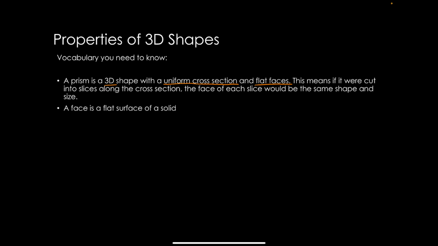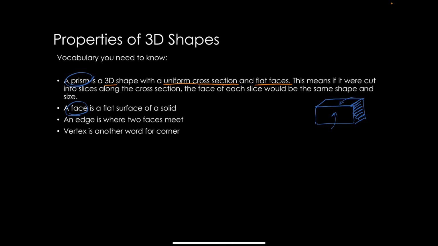Now, a face is a flat surface of a solid. So you know what a prism is, and a face is the flat surface. So here's a cuboid, and here is a face. Here is also a face, and here is a face. It's one of the sides, the flat surface. An edge is where two faces meet. I'll show you this on another diagram in a minute. And a vertex is another word for a corner.